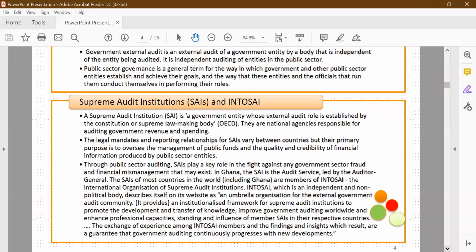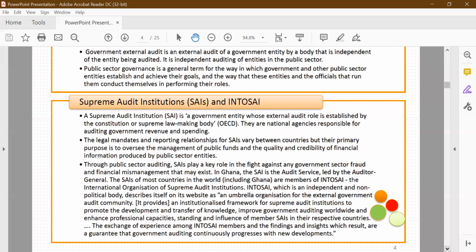The reason why it's called Supreme Audit Institution is because it's an audit institution that is backed by a supreme law-making body, or even the Constitution. They are national agencies responsible for auditing government revenue and spending. Right? So a Supreme Audit Institution will audit government revenue. How are they managing their revenue? How are they spending?